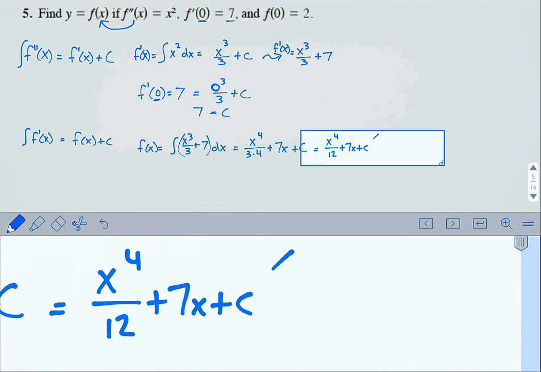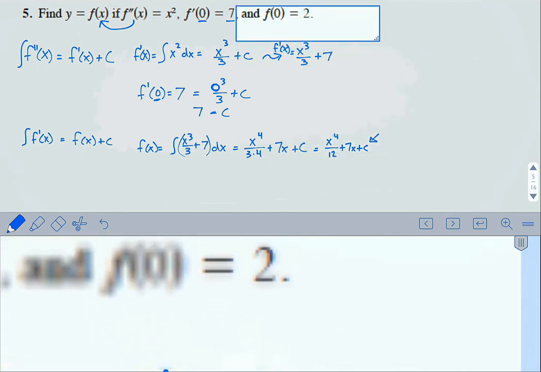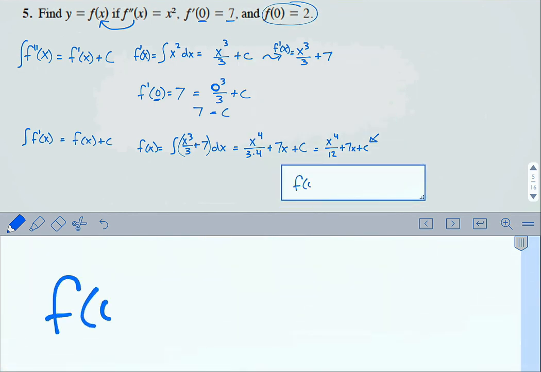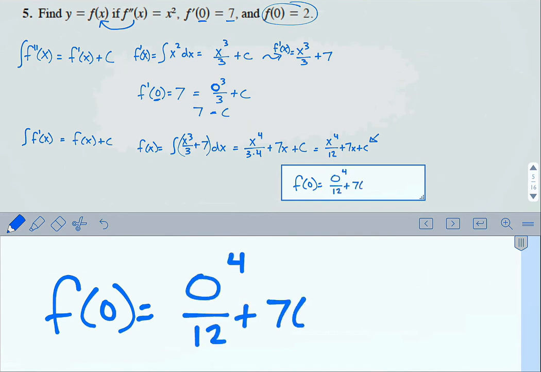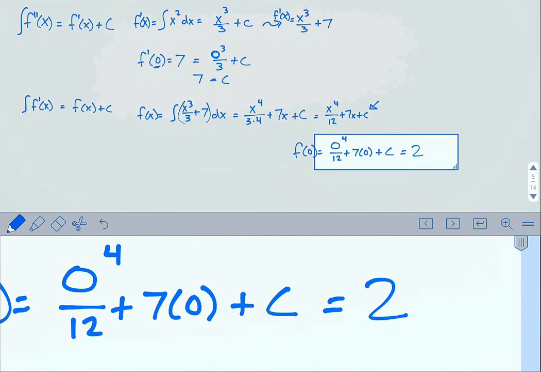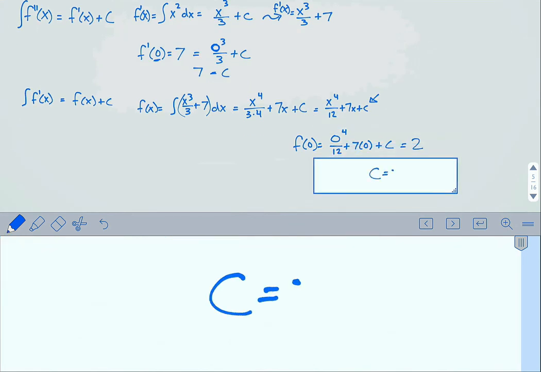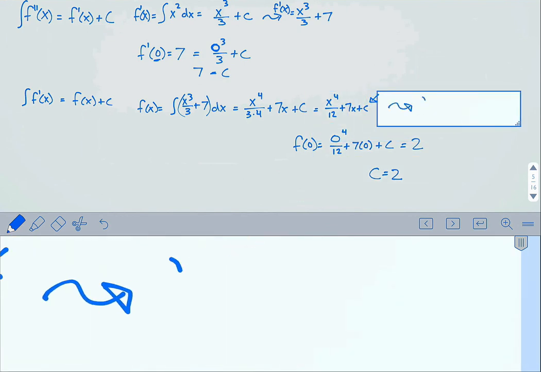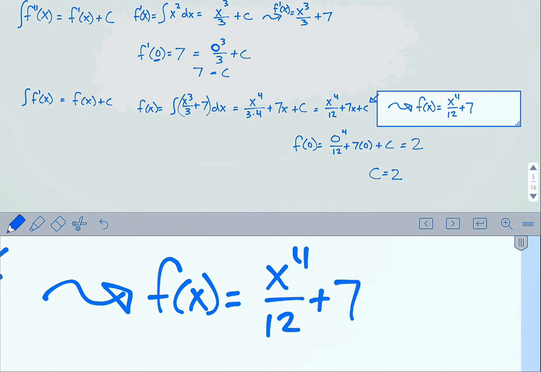Now what we need to do is focus on finding that c value. And we know that f of 0 equals 2. Okay, so f of 0 is going to have to be 0 to the 4th over 12 plus 7 times 0 plus c. And we know that that equals 2. So now when you solve for c, you get c equals 2. And it makes our f of x function x to the 4th over 12 plus 7x plus our c value of 2.